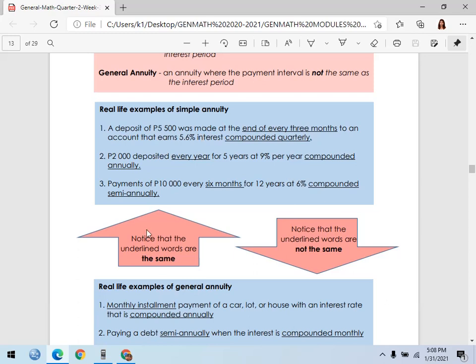Next, number 3, payments of 10,000 pesos every 6 months for 12 years at 6% compounded semi-annually. So, payment niya is every 6 months. That means twice a year. And compounded semi-annually also means twice a year. Therefore, this is an example of simple annuity.